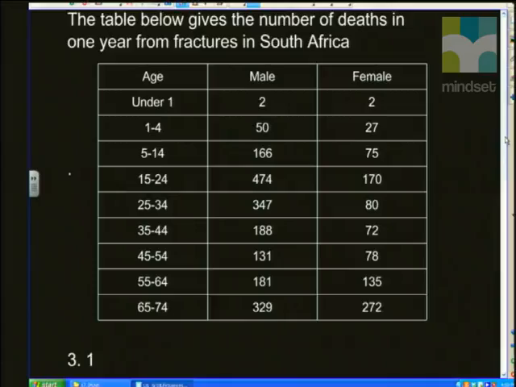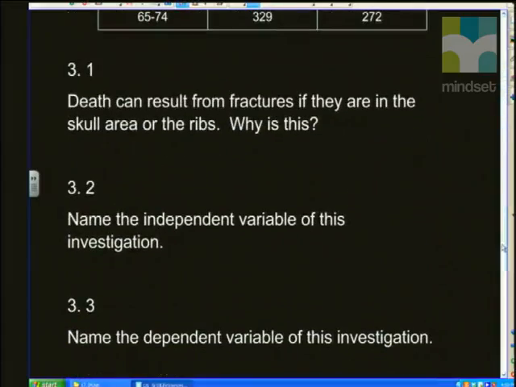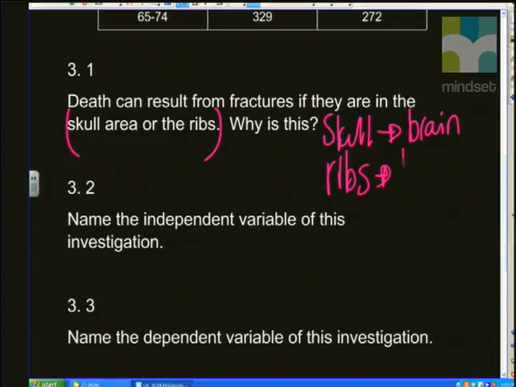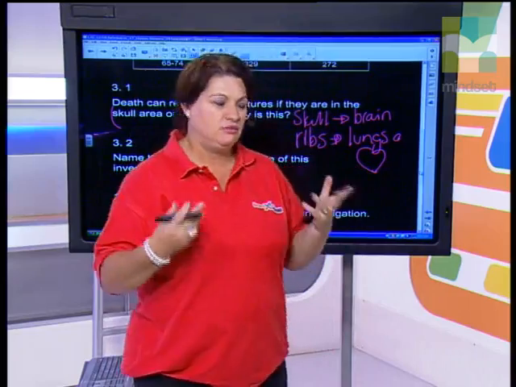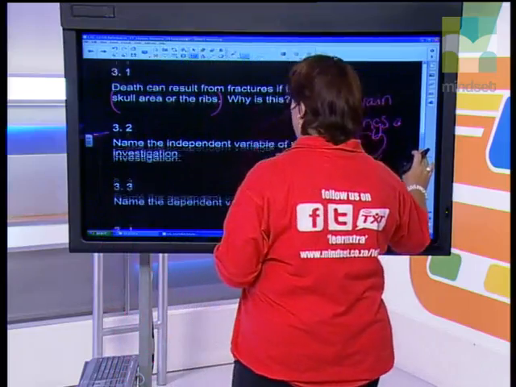So if we have a look at the questions, it says death can result from fractures if they are in the skull area or the ribs. Why is this? Okay, let's start off. Skull. What can the skull do? All right, it can damage the brain. So if the brain is damaged, fortunately we can die. In the ribs, what do the ribs protect? The lungs and the heart. All right, so if any of those are broken, they could pierce the lungs, they could pierce the heart, and obviously we could cause damage and people could die.